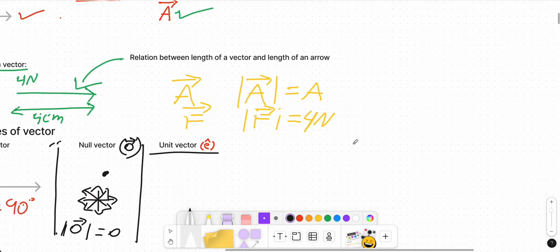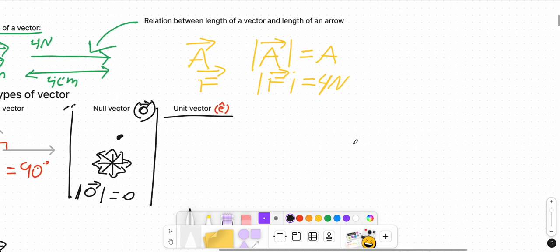Next is unit vector. Students, unit vector is very important. Let us understand. Now a unit vector is represented like this, E cap or any alphabet into E cap. E is an alphabet. From the name only it's clear that its magnitude has to be 1. Any unit vector's magnitude has to be 1, or a vector having unit magnitude is called a unit vector.